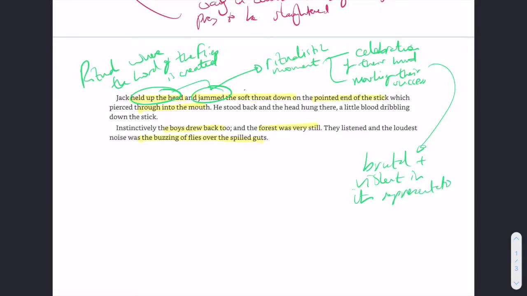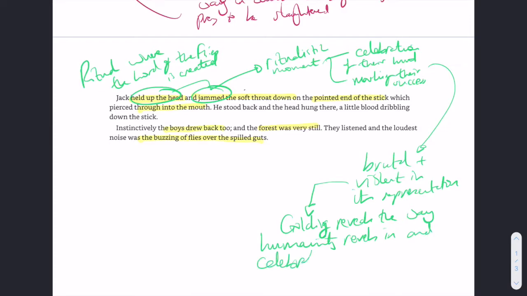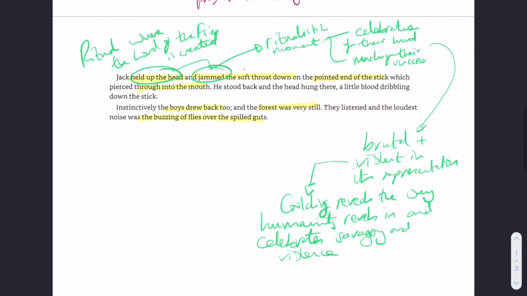And we therefore have this representation of humanity's violence intensifying. And Golding here is revealing the way in which humanity has had its brutality, its savagery revealed, as well as representing the way that humanity revels in and celebrates the outcome of savagery. Ultimately, we celebrate a victory in battle, but let's not forget that those battles themselves are savage and violent things.